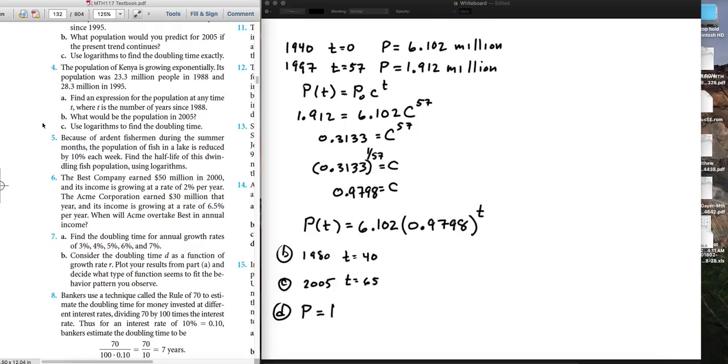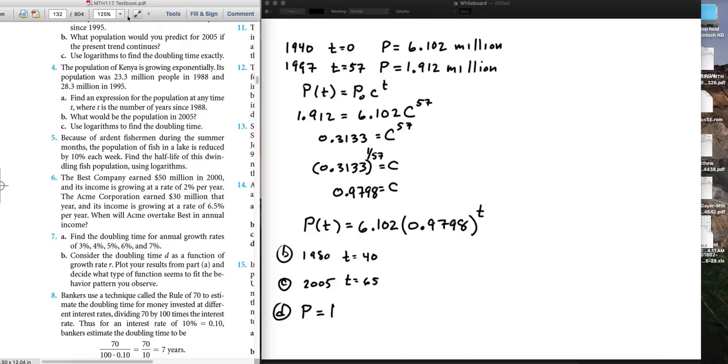Because of ardent fishermen during the summer months, the population of fish in a lake is reduced by 10% each week. Find the half-life of this dwindling population of fish using logarithms. There's a hint there. We're going to have to use logarithms to solve this. First of all, we need to set up our equation. The information says that the fish are reduced by 10% each week.